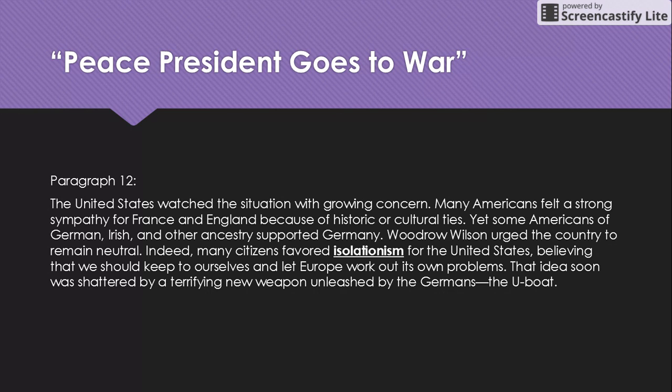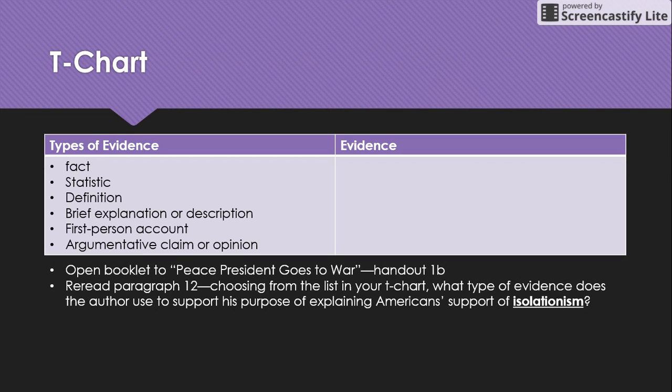Again, your task was to choose from the list in your T-chart what type of evidence the author uses to support his purpose of explaining American support. In this one, the author provides a definition of the term directly after he introduces the word, right where it says believing that we should keep to ourselves and let Europe work out its own problems. So if you're looking at your list, it would be a brief explanation or description. That's the fourth one listed there.